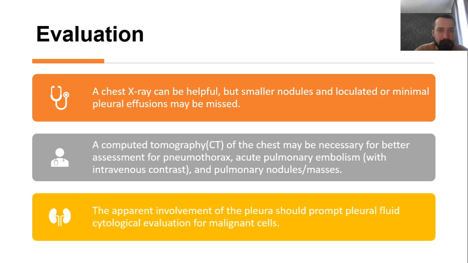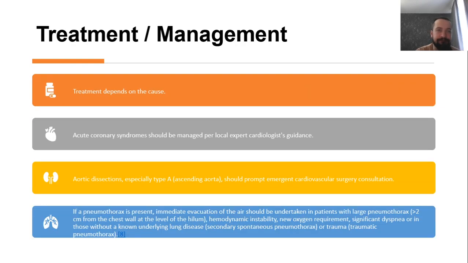A chest X-ray can be helpful, but smaller nodules and loculated or minimal pleural effusions may be missed. A computed tomography of the chest may be necessary for better assessment for pneumothorax, acute pulmonary embolism, and pulmonary nodules or masses. The apparent involvement of the pleura should prompt pleural fluid cytological evaluation for malignant cells. Treatment depends on the cause.